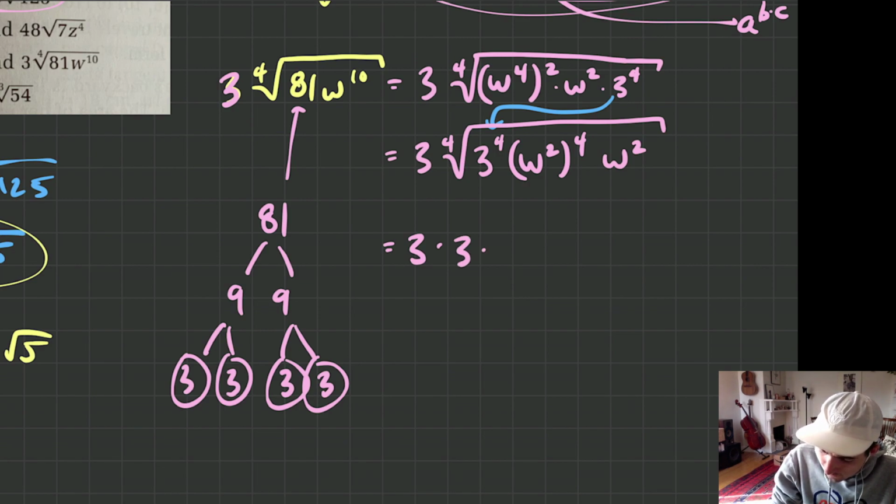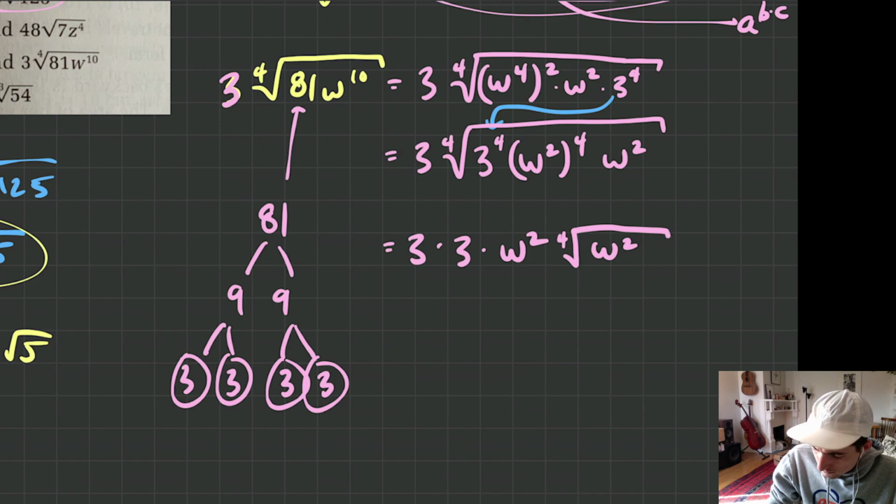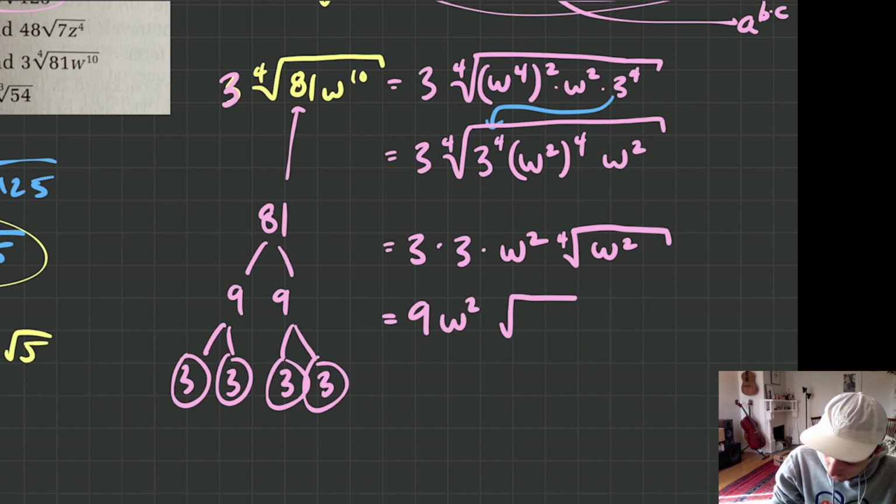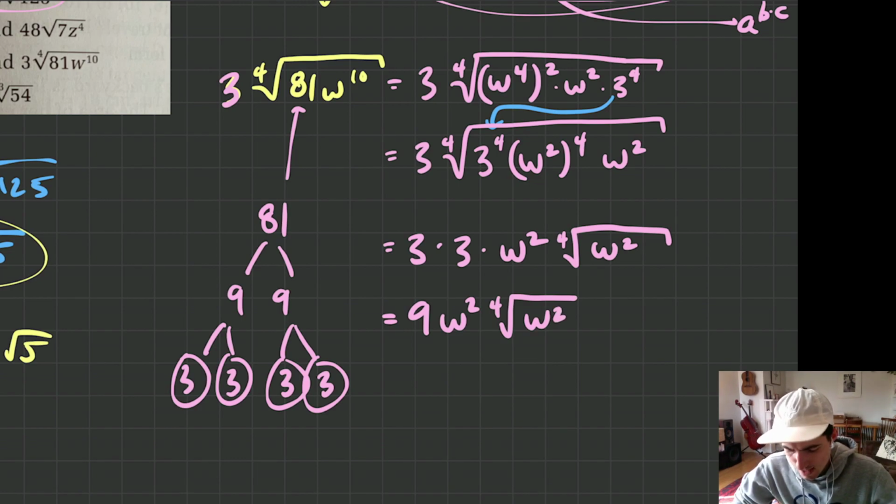Now, if I take the fourth root of w squared to the power of 4, that gives me w squared. And all that's left in the brackets, in the radical, is the fourth root of w squared. And let's clean this all up. So this gives me 9 w squared times the fourth root of w squared. And that would be it.